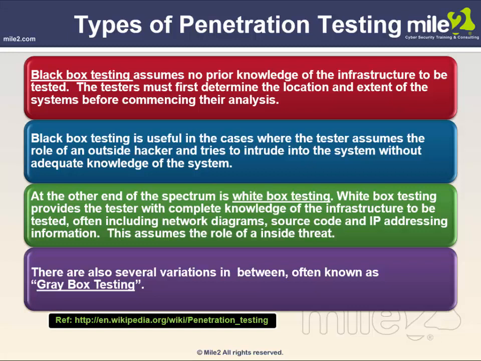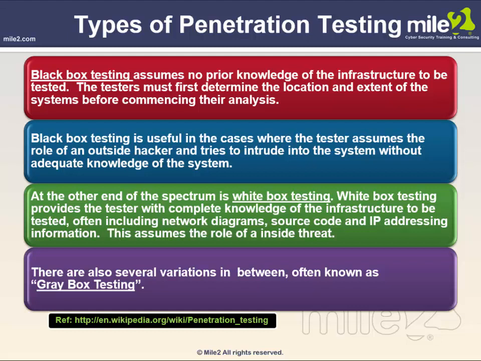So white box testing provides the tester with complete knowledge of the infrastructure to be tested, often including network diagrams, source code, and IP addressing information. This also will assume the role of an inside threat, also known as the insider, also known as the disgruntled employee. Right? Very important. There's also several variations between, which are often known as gray box testing.